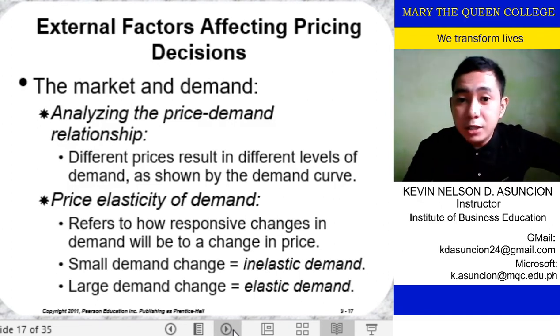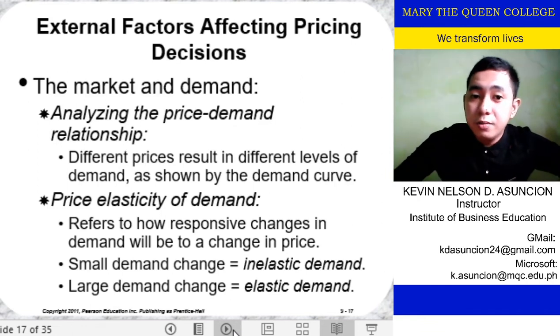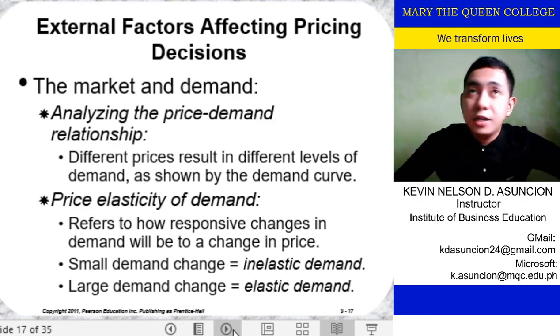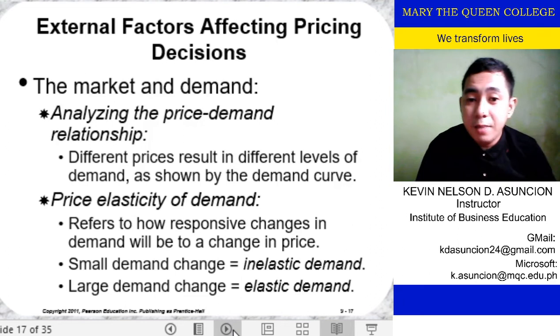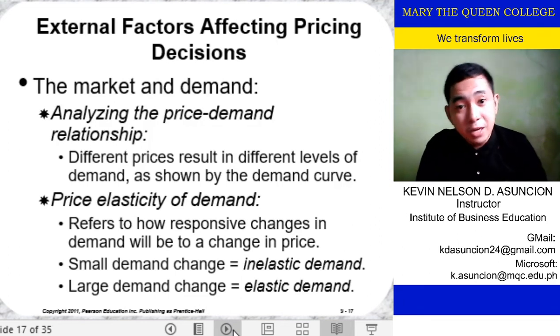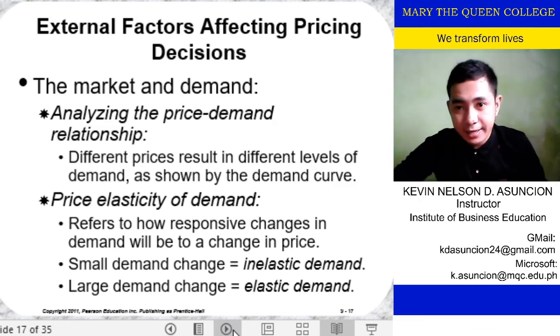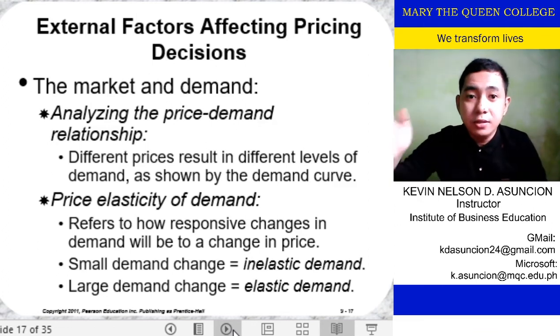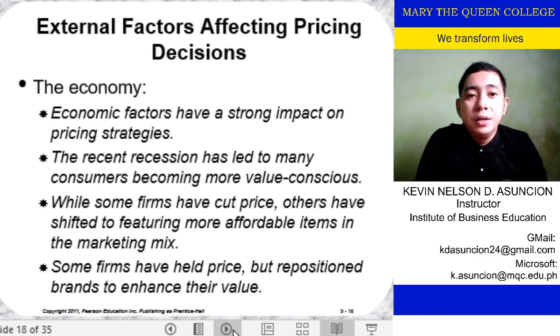It refers to how responsive changes in the demand will be to a change in price of the product. So normally, these kinds of products are under the convenience goods. Kasi nakadepende sa presyo ang pagbili ng tao. That's why it's the relationship between the price and the demand. Sabi ko nga sa inyo, there will be products na hindi sumusunod dun sa price elasticity of demand dahil ibang klaseng market sila, okay?